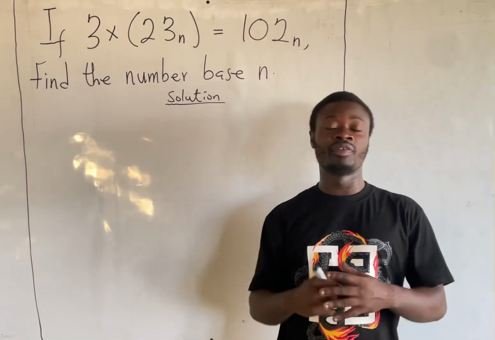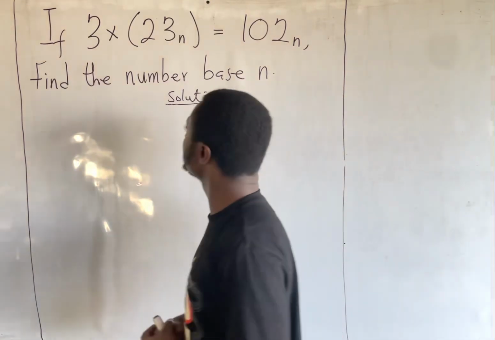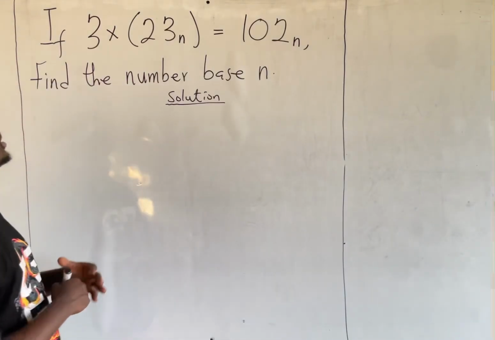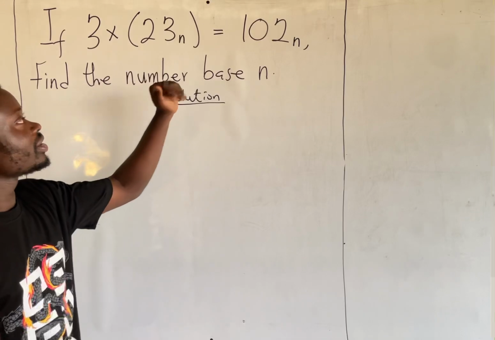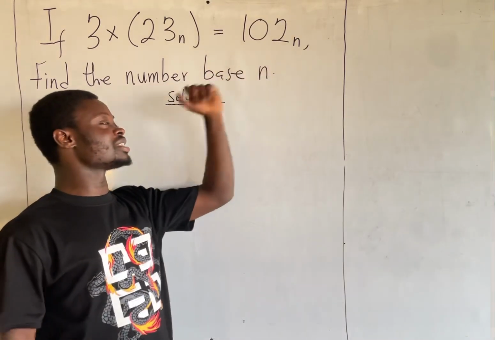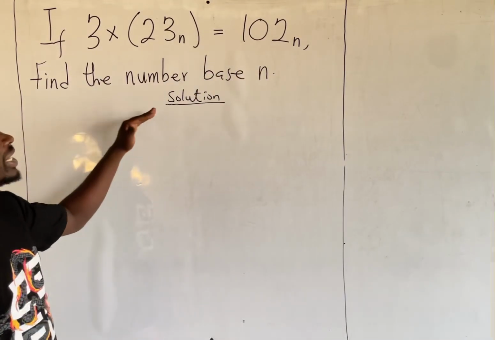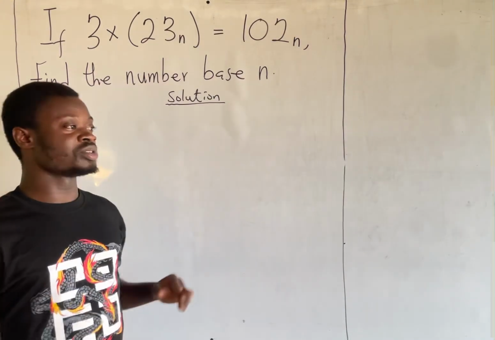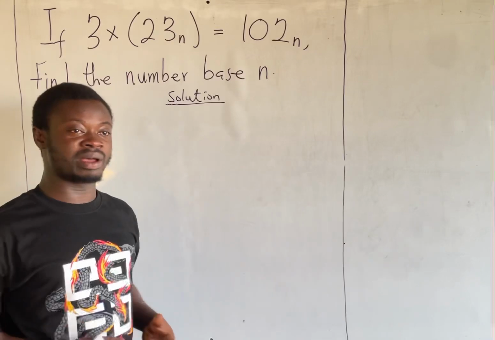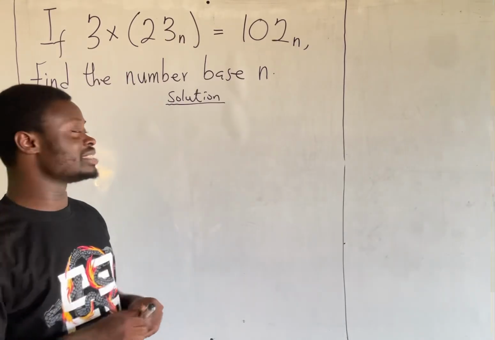Wait, let's solve the question on the board. Okay, so the question says, if 3 times 23 base n equals 102 base n, we should find the number base n, or we should find the value of n. So this question is coming from number bases. So let's solve it with ease.